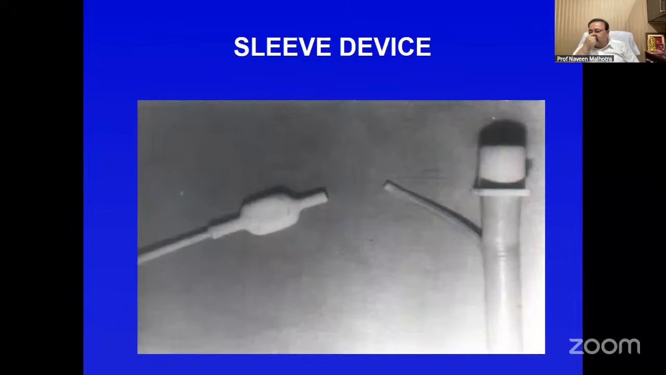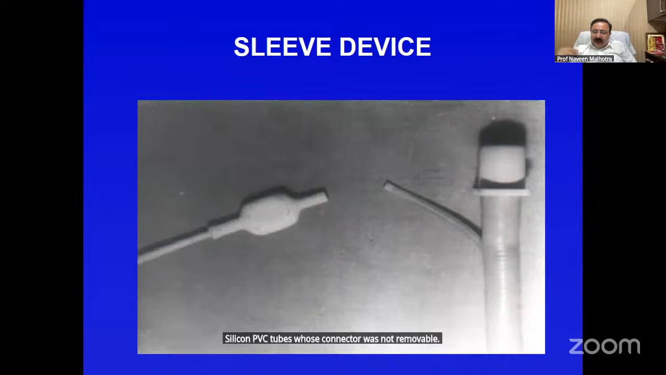Now this was what I was talking about, silicone PVC tubes whose connector was not removable. While pulling out the pilot balloon in one of the patients, the inflation tubing got disconnected from the pilot balloon.